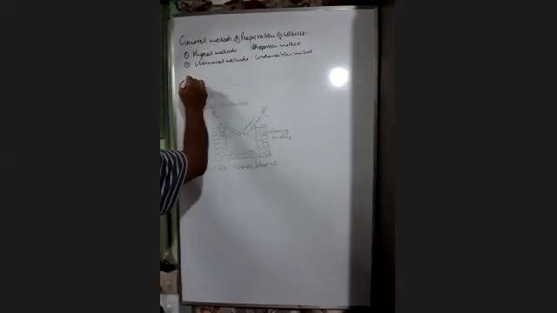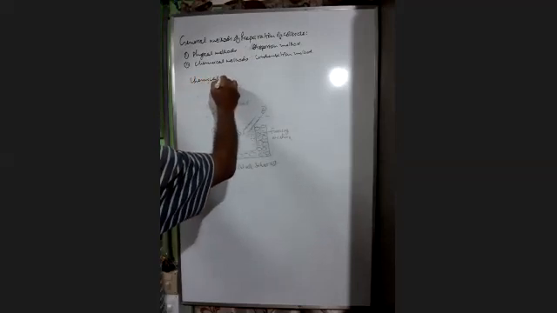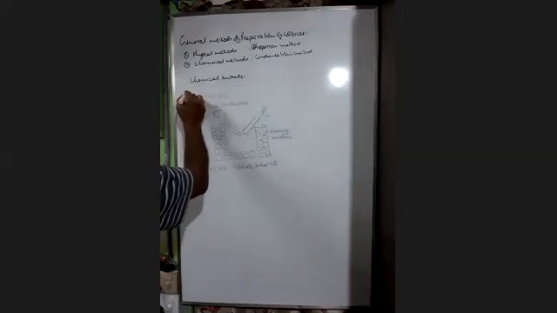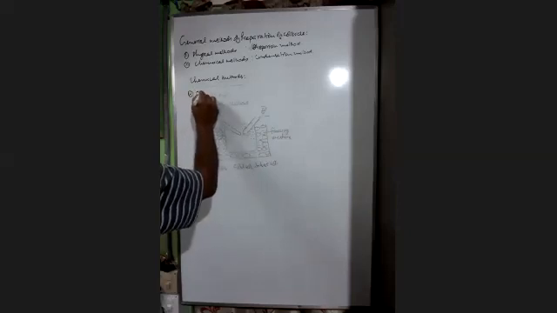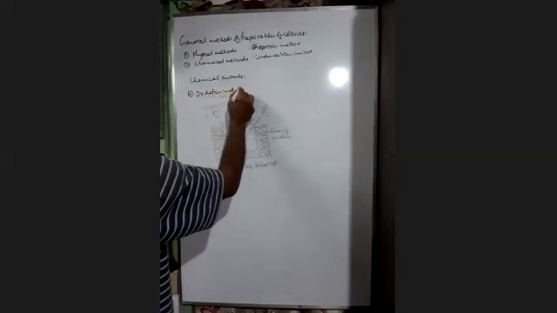Now we'll go for the chemical method. In the chemical method, they are prepared by the normal chemical reaction. So by chemical reaction, one is by oxidation. So in the normal oxidation process we carry out.